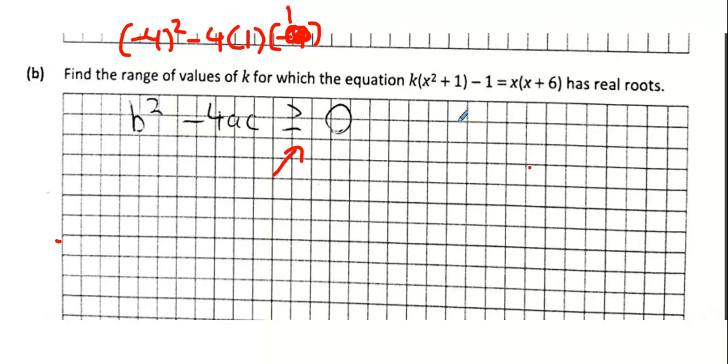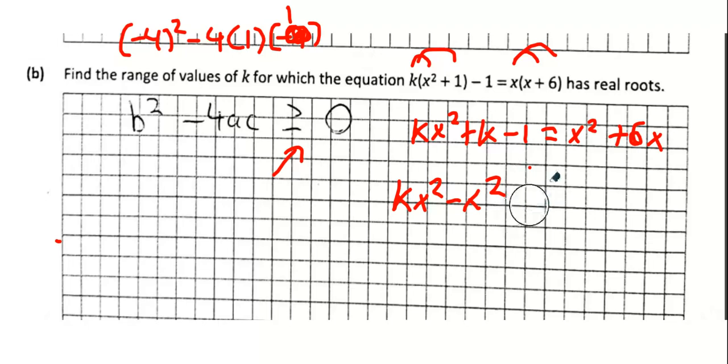Here's the deal. How do you figure out what your A, B, and C values are? You've got to multiply it out first. Kx squared plus k take away 1, x squared, plus 6x, bring everything to one side. Kx squared take away x squared. What comes next usually? X squareds come first, and what comes next? 6x comes second, and what comes last? The numbers, don't they? K minus 1 equals 0.